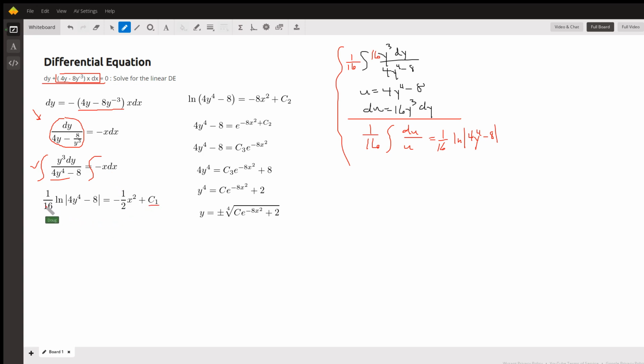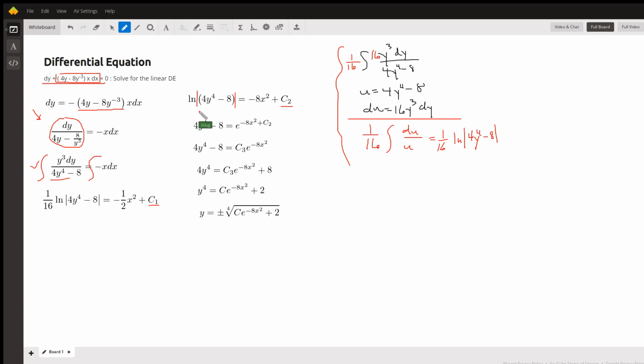And if I multiply both sides by 16, I get ln. I drop the absolute value symbol here. I probably shouldn't have done that. But we get negative 8x squared plus, well, 16 times c sub 1 is just another constant.